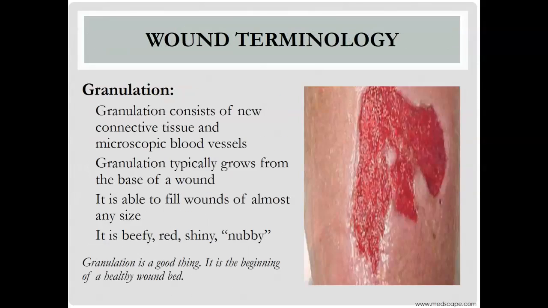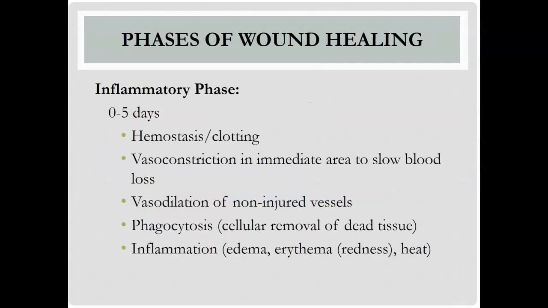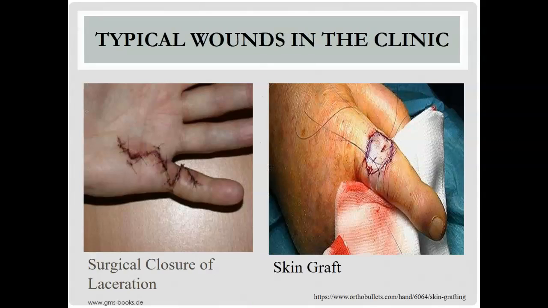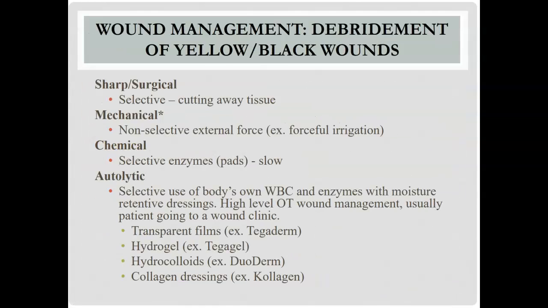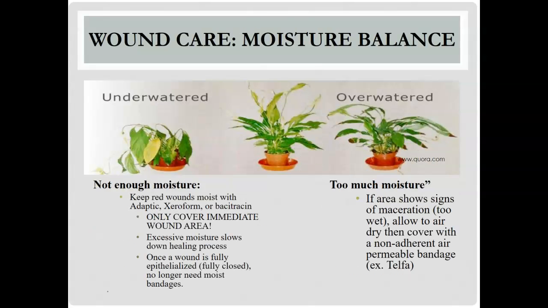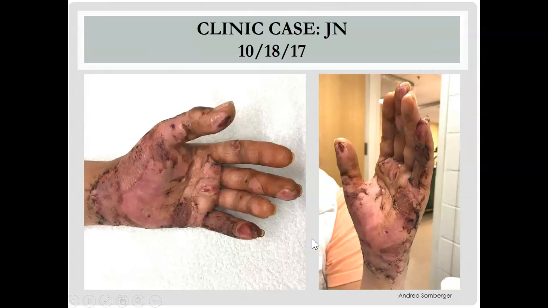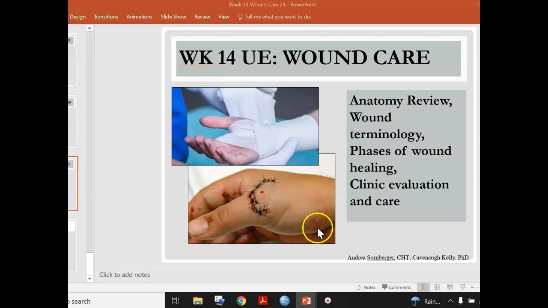That one, I'm going to make it easy again. Maybe go down to that one. Non-adherent permeable bandage is really good for the moisture, along with air. Just cover the immediate wound area. Excessive moisture slows down the healing process. Different kinds of wraps here: the Adaptic, Xeroform, foam. So that is all of those. And that is that lecture.